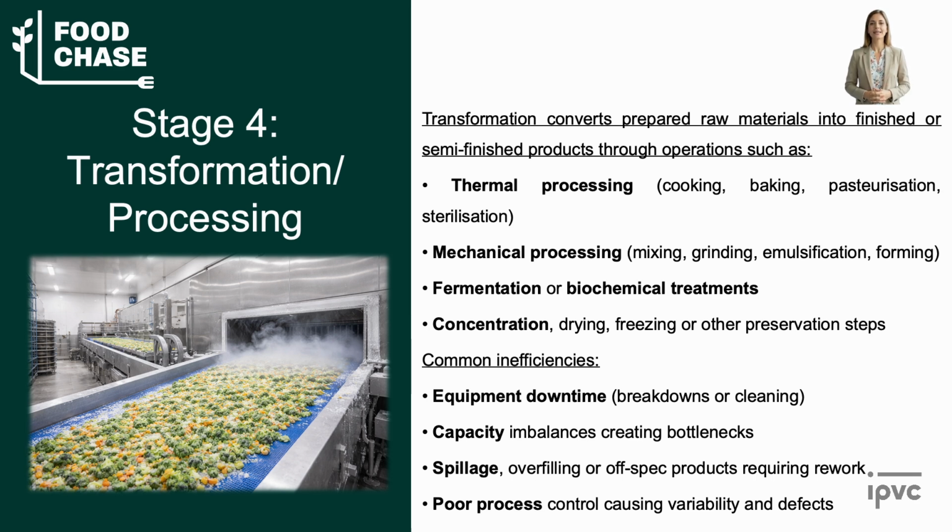At this stage, inefficiencies can arise from equipment downtime due to breakdowns or cleaning, capacity imbalances between upstream and downstream machinery that create bottlenecks, and issues such as spillage, overfilling, or off-spec products that must be reworked or discarded. Poor process control, including fluctuations in temperature or inconsistent mixing, can also lead to variability and defects. Case studies in food processing show that applying lean tools and total productive maintenance can increase overall equipment effectiveness and throughput while reducing waste.